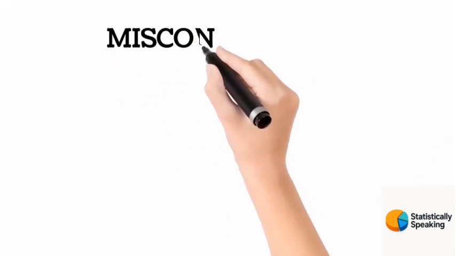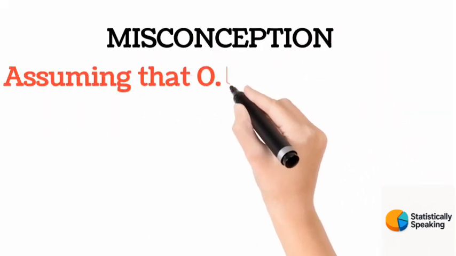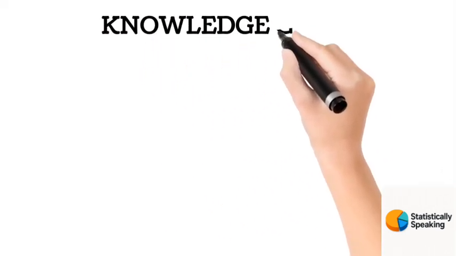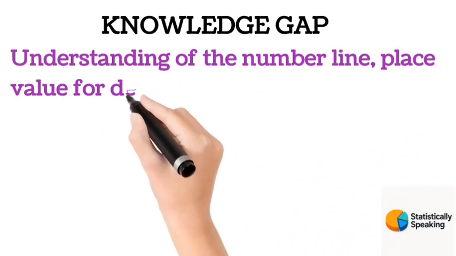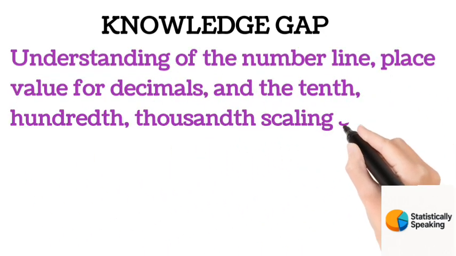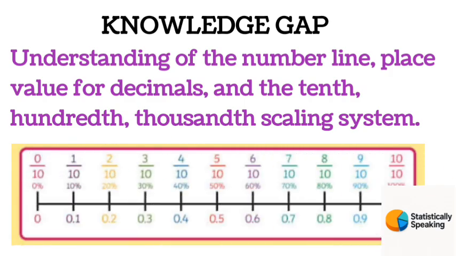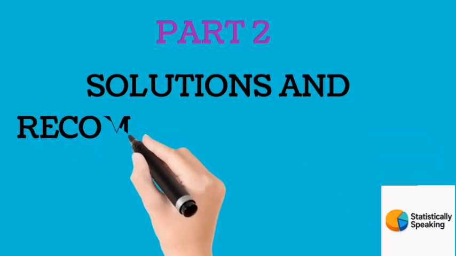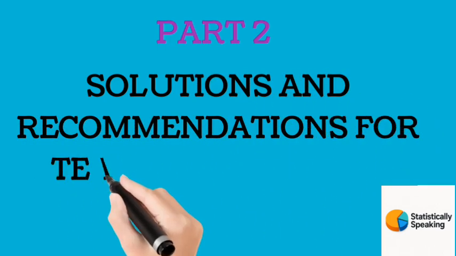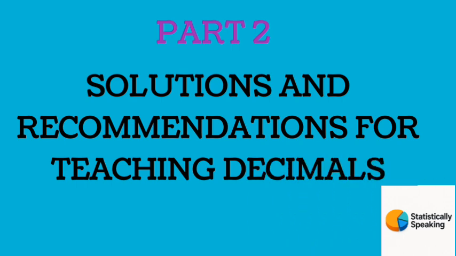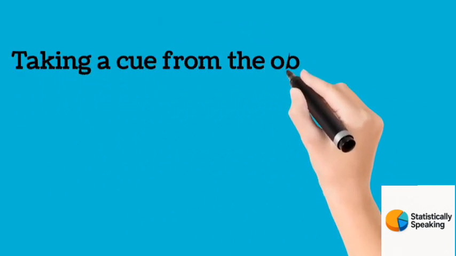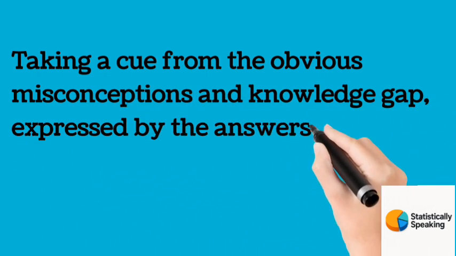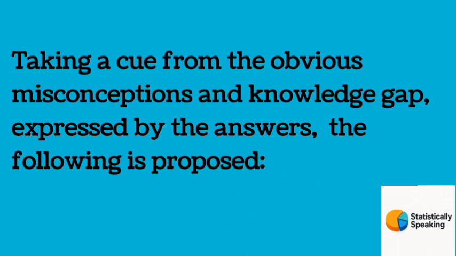Their misconception was in assuming that 0.10 is larger than 0.8. Thus, they were not conversant with the decimal number line, nor with the tenth, hundredth, thousandth scaling system. So let's go to the solutions and recommendations for teaching decimals, based on the feedback from their classwork. Taking a cue from the obvious misconceptions and knowledge gap expressed by the students' answers, the following is proposed.